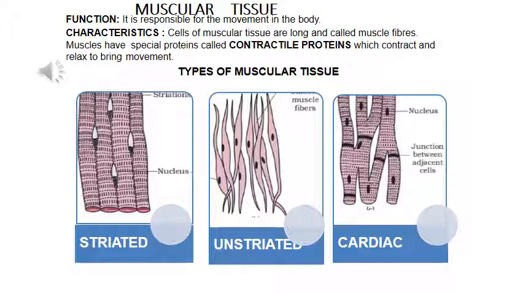Cardiac muscles here, these are also involuntary, and by the time the fetus is formed in the womb, it starts, and then till the person survives, they keep on contracting and relaxing. These are involuntary, they never get tired, right?